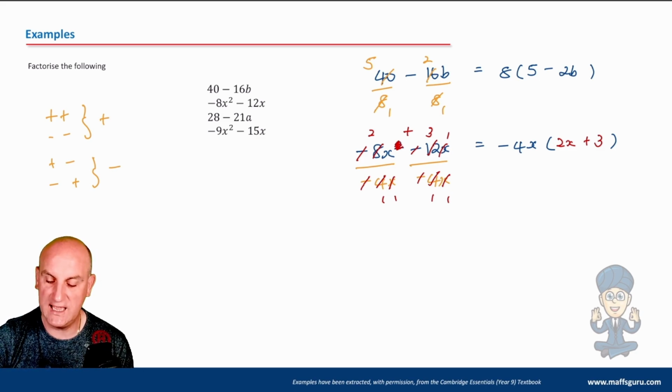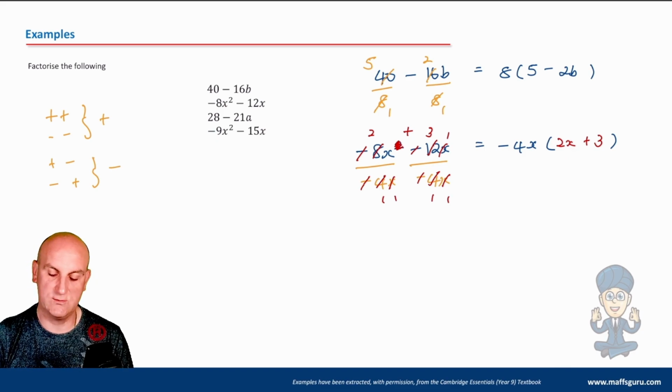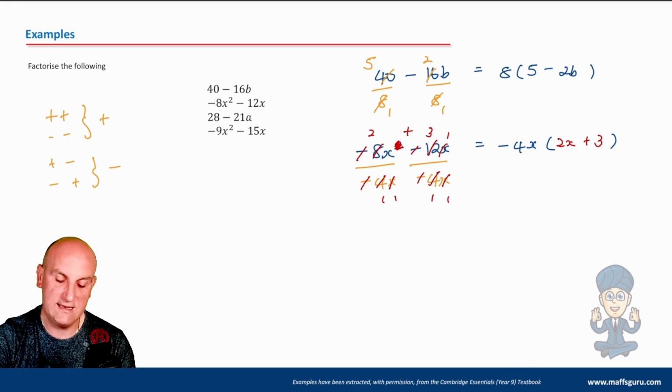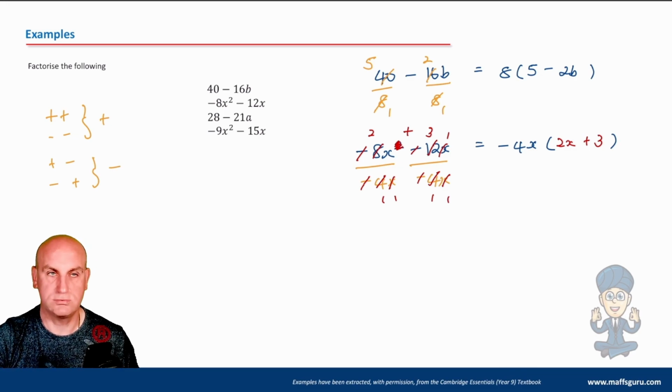And again, let's just check. Is minus 4x times 2x negative 8x squared? It is. Is negative 4 times positive 3 negative 12? It is. The world goes crazy.